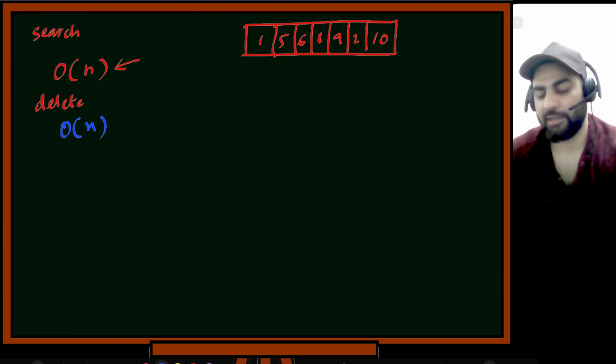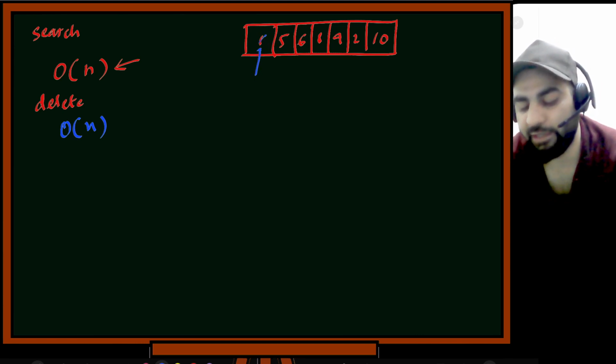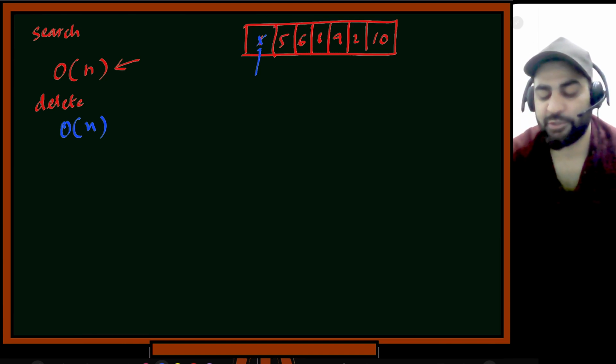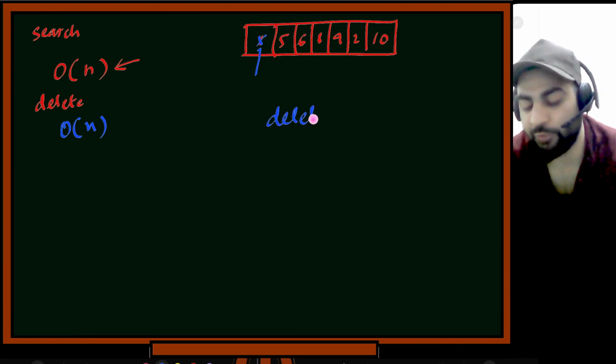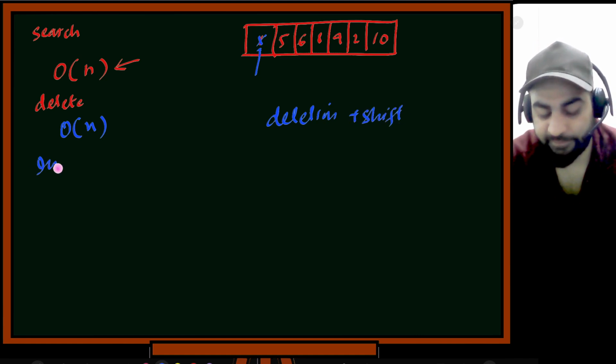Sure, yes. So if you delete, let's suppose, this element, now you'll have to shift the elements here. So this is deletion plus shift. You first delete, then you shift. That's why it will take order of n operations again. Now insertion.